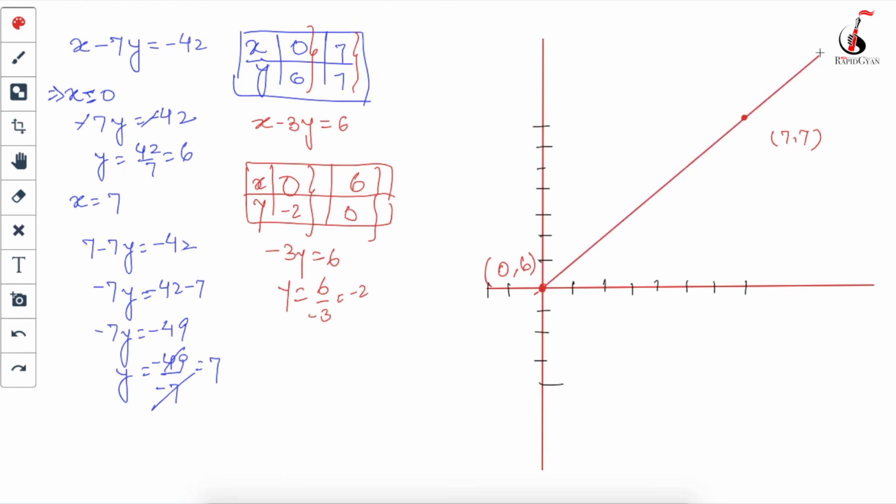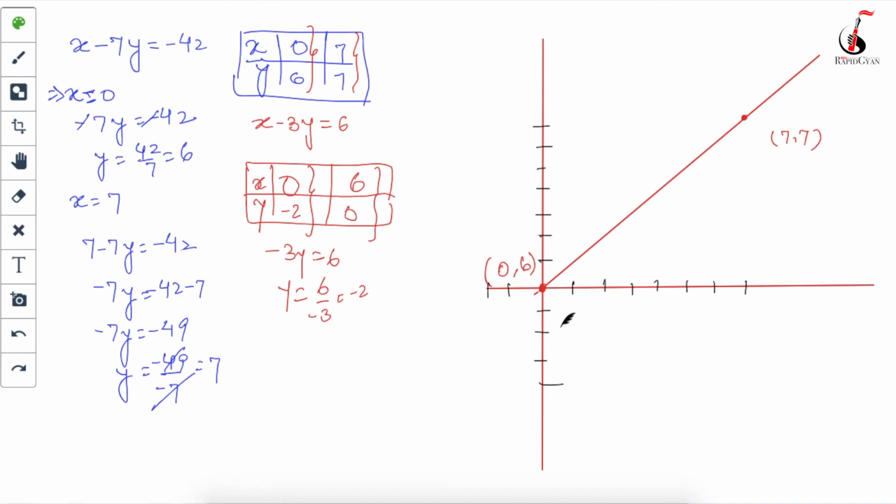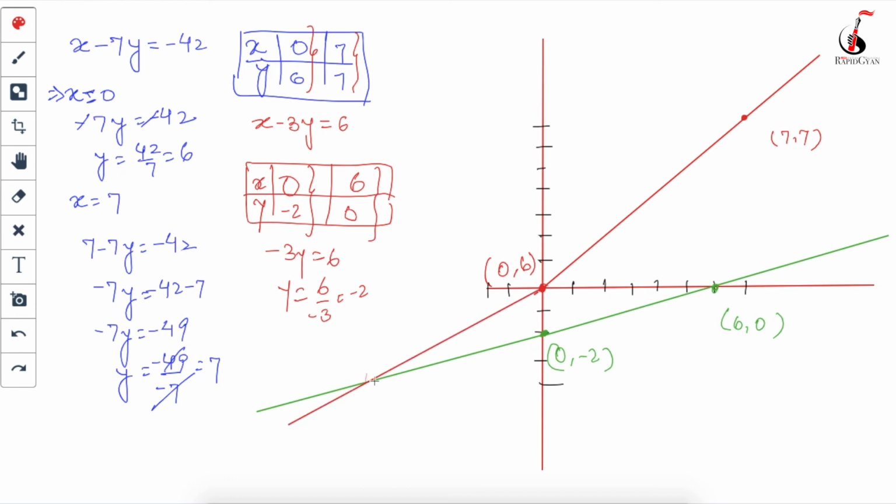Now what is the next one? Next one is your 0 comma minus 2. So this point is your 0 comma minus 2. I will write it over here. What is the next point? It is 6 comma 0. So 1 2 3 4 5 6. This is your 6 comma 0. And you will have to draw one line again over here. If you draw a line, it is going to be something like this, and if you extend this on this side and the first one on this side, they will intersect somewhere here. Okay, so these are intersecting.